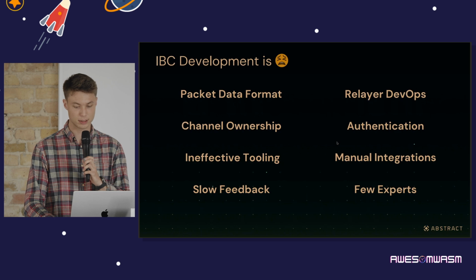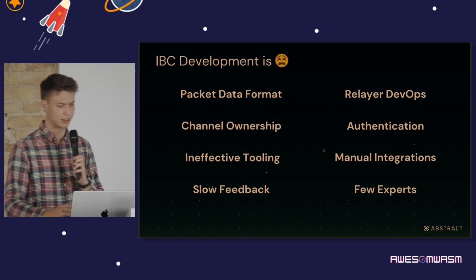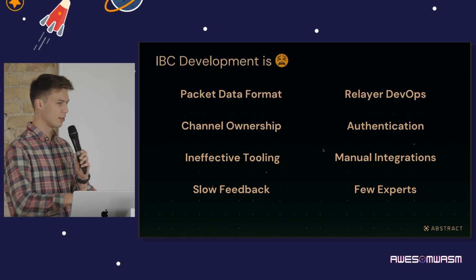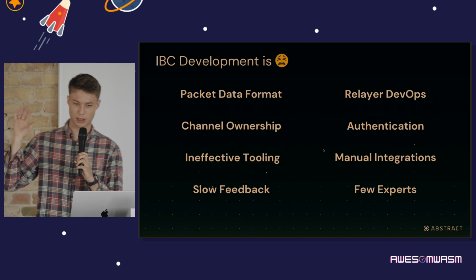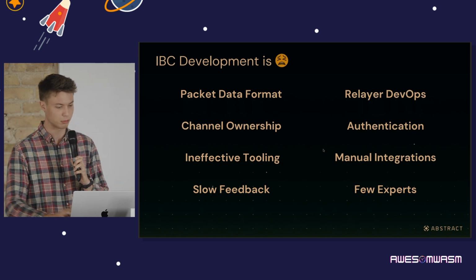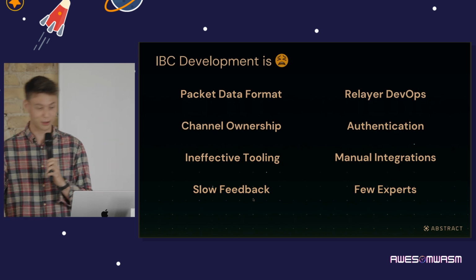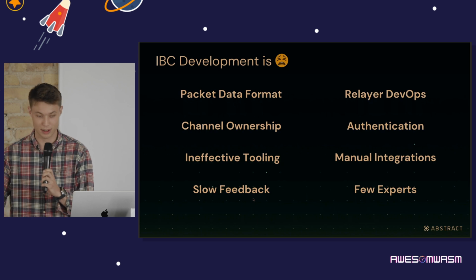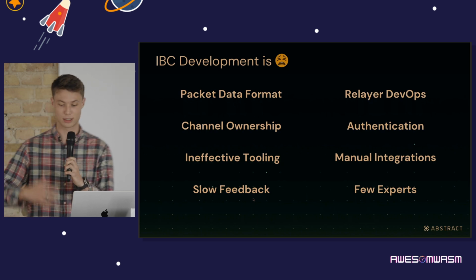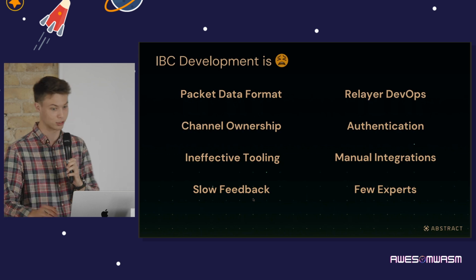Manual integrations. With this, I mean the different standards, like token transfers. IBC hooks has been a complete mess to use in AwesomWasm. The slow feedback, because the testing isn't great. You have to spin up chains. You have to test your IBC with relayers. It takes a lot of time to set those up and also to run the tests themselves because you have to wait for block production.